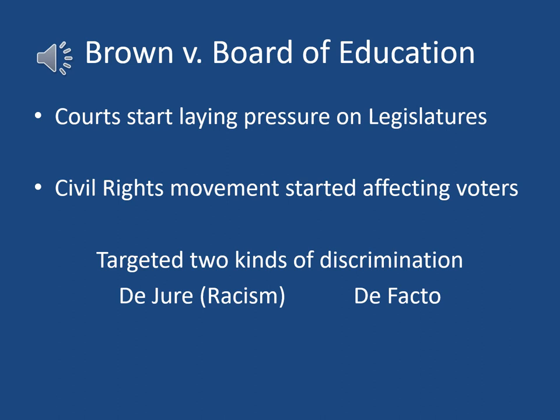Now, the movement targeted two kinds of discrimination: de jure discrimination, which is racism, and de facto discrimination, which was essentially not done by the state, but by society, which is racial prejudice. Things like people refusing to give loans to African Americans, things like people refusing to rent houses to African Americans. As you can probably guess, going after de jure racism was much easier than going after de facto, again, because of the underlying libertarian ethos of the United States of America, which says nothing against somebody hating your guts and refusing to provide you with service.